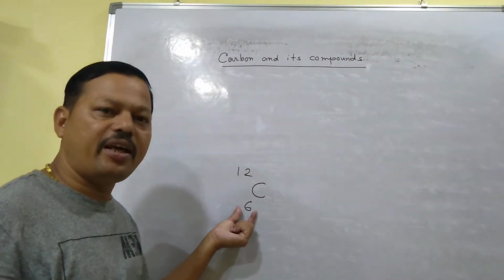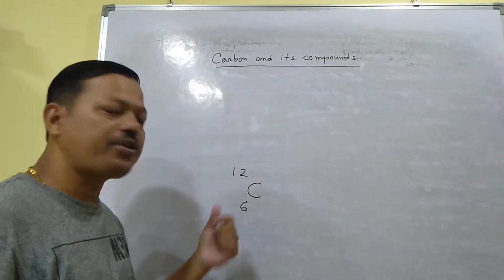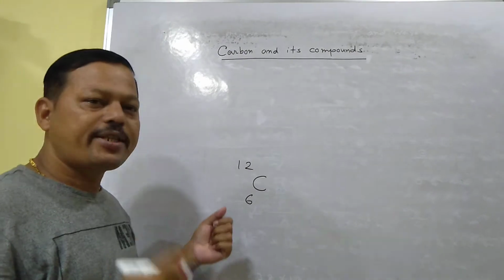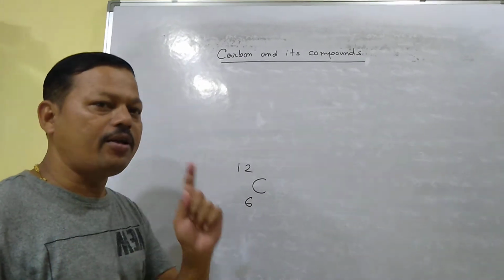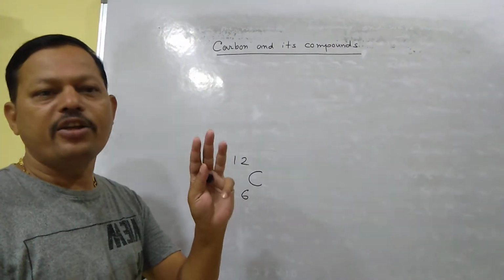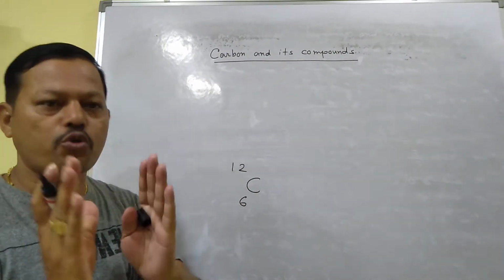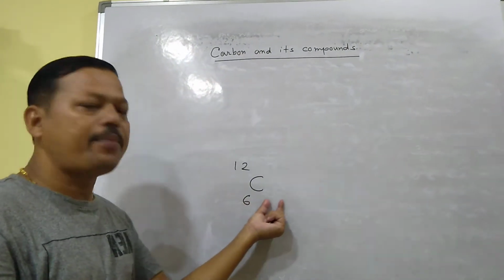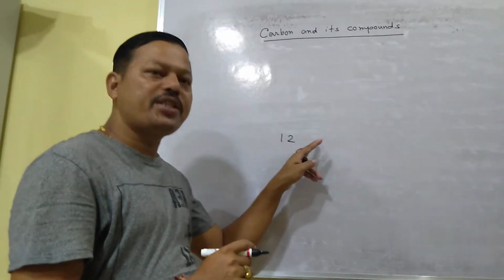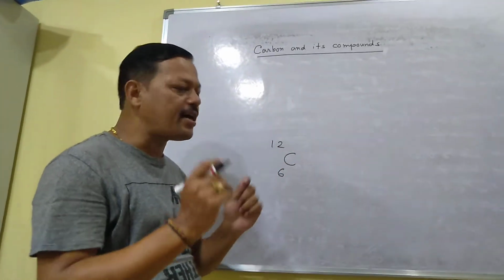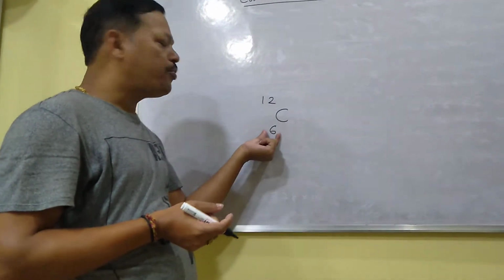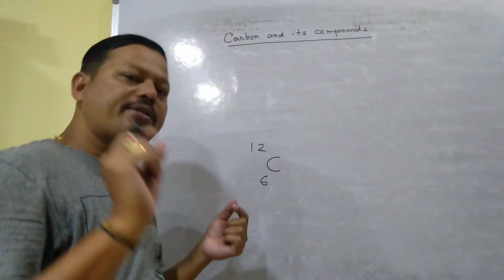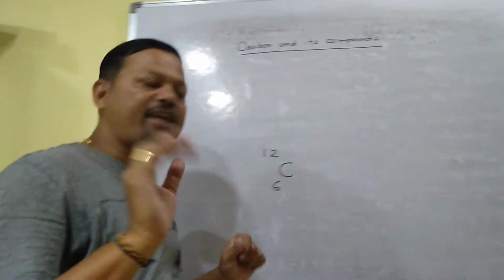Atomic number means the number of protons. Carbon contains 6 protons and the number of electrons is also 6. As you know, an atom contains 3 fundamental particles: electron, proton and neutron. To determine their numbers, atomic number is equal to the number of protons. And if the atom is neutral, I mean if the atom does not have any positive or negative charge, then atomic number is also equal to the number of electrons. So carbon contains 6 protons and 6 electrons.